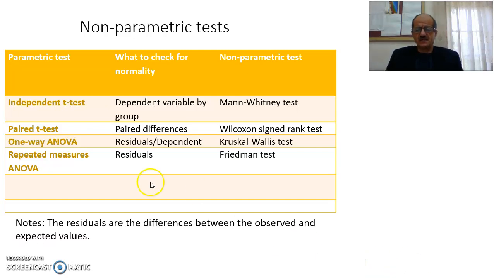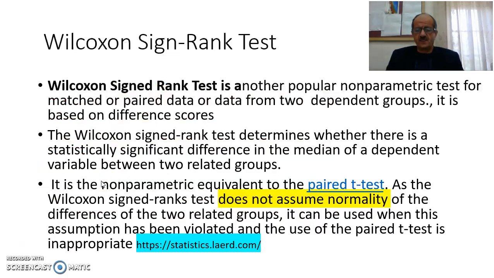What to test for the normality? In case of the paired t-test, we use the normality of the pair differences. So the Wilcoxon signed rank test again is another popular non-parametric test for matched or paired data or data from two dependent groups. This test determines whether there is a statistically significant difference in the median of a dependent variable between two related groups. It is equivalent to the paired t-test, as the Wilcoxon signed rank test does not assume normality of the differences of the two related groups. It can be used when this assumption has been violated.